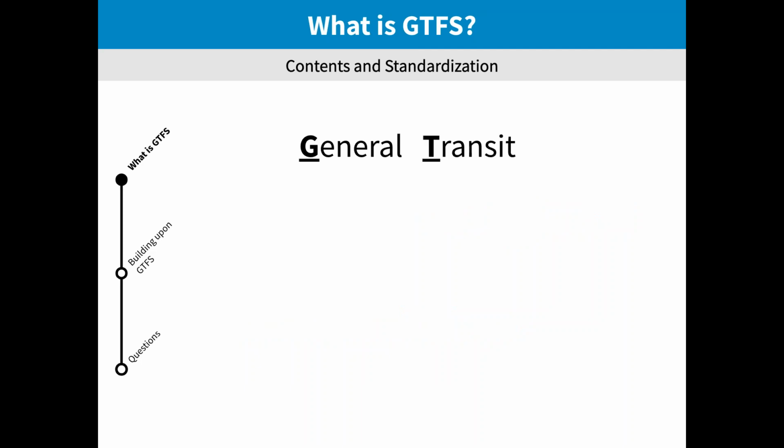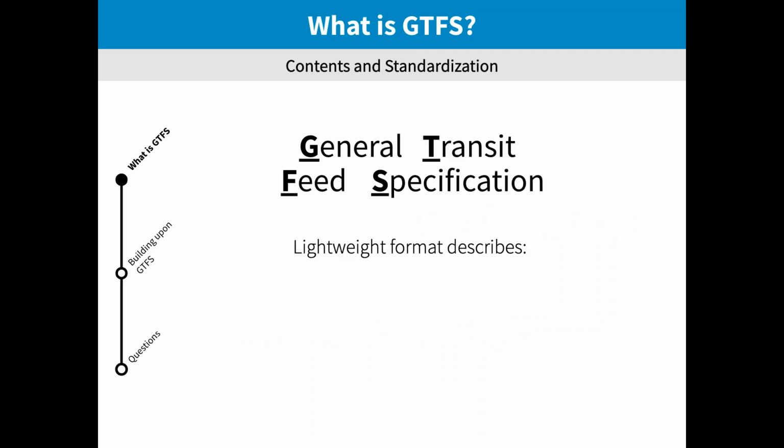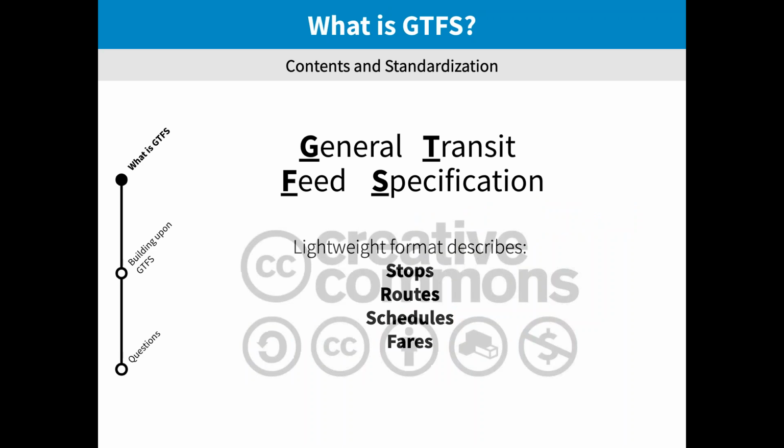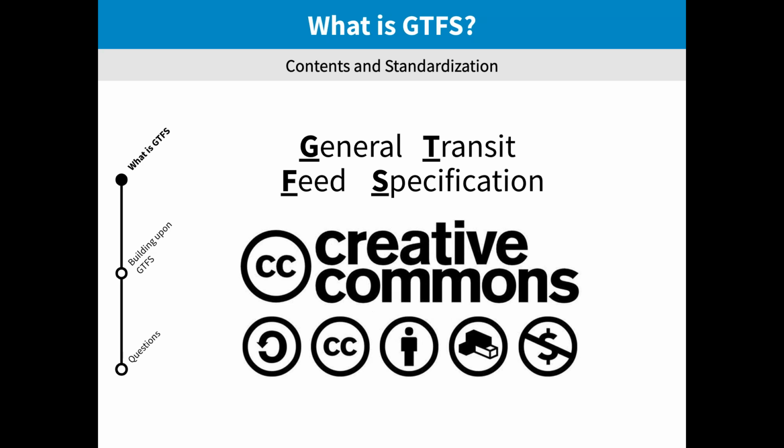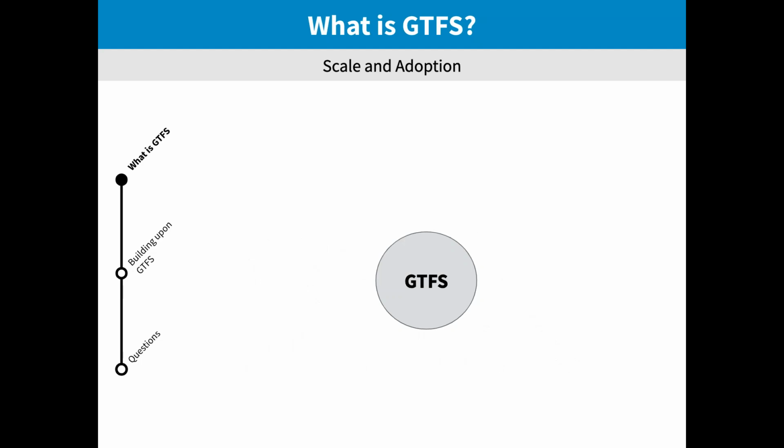This is where we get the General Transit Feed Specification. It's a lightweight format that describes stops, routes, schedules, and fares. And crucially, they chose to license this in a way that other applications besides Google can use. This is not Google's specification. This is a specification that can be used by any party. And that's why there are hundreds of applications that use GTFS data. We're going to talk about those applications today.